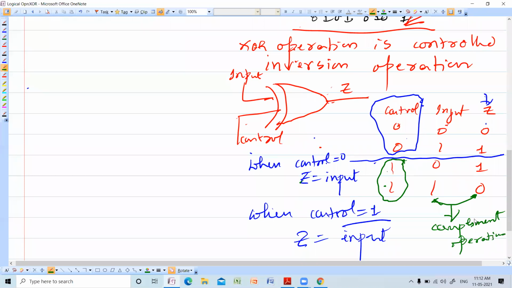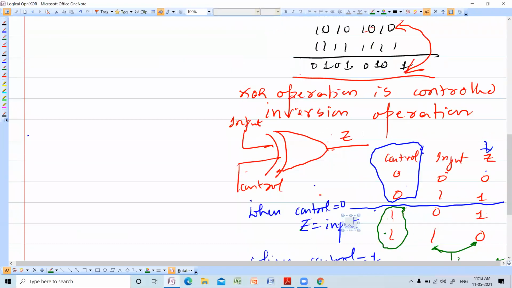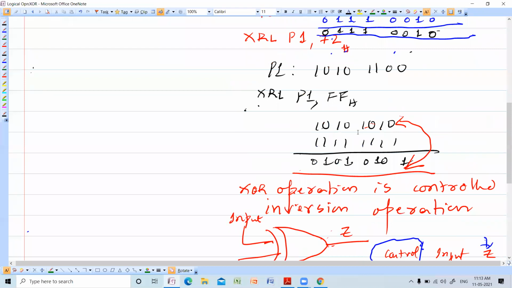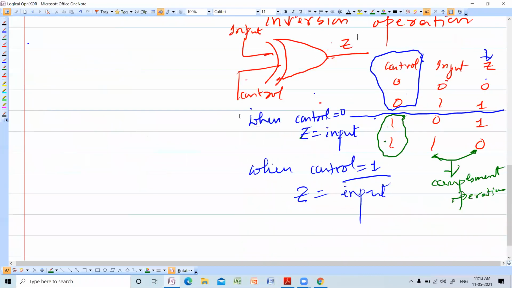It's a very, very important question in examinations and especially in interviews. Why is the XOR gate called a controlled inverter? So that is why when you do XRL P1 with FF, with whatever data you perform the XOR operation, wherever those data bits are 1, in that position you will get the complement of the input. So that is why XRL is used for the complement operation of the port lines.